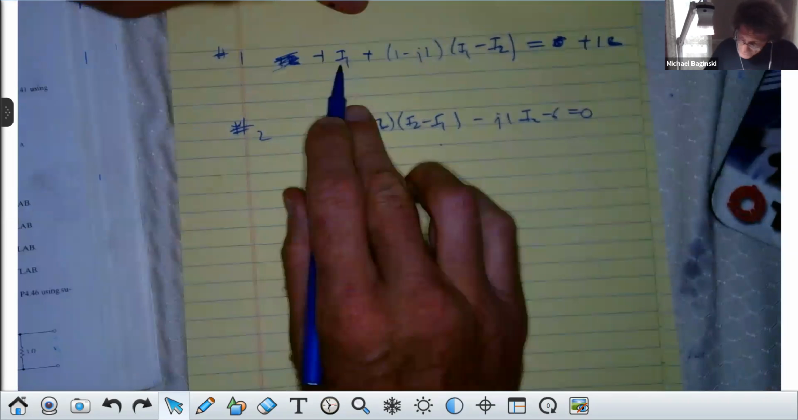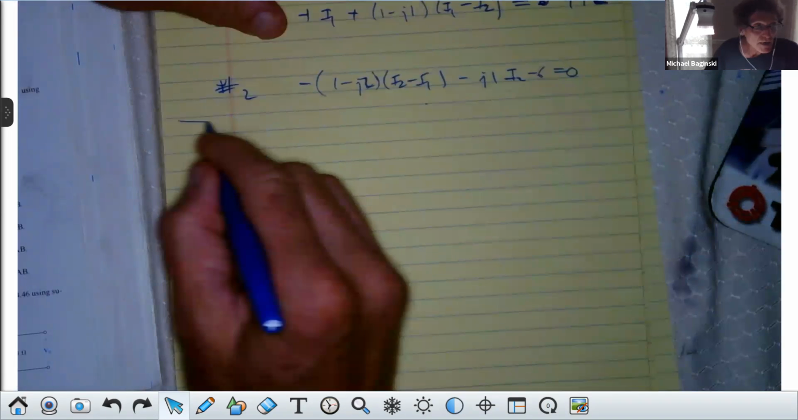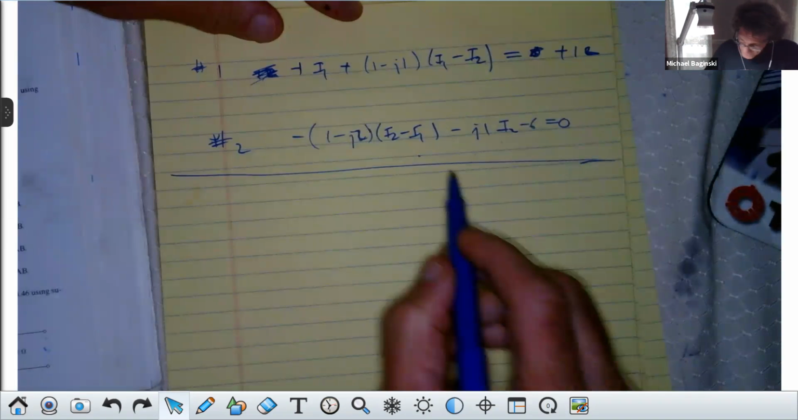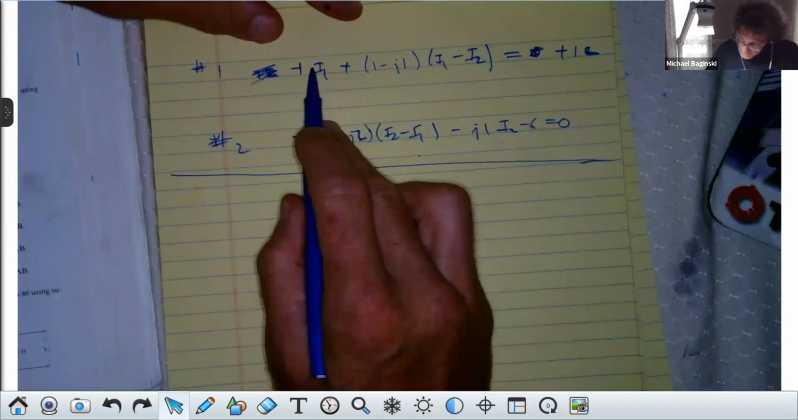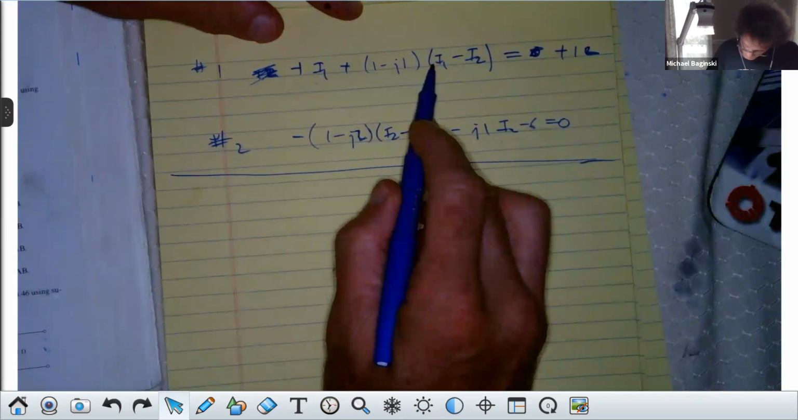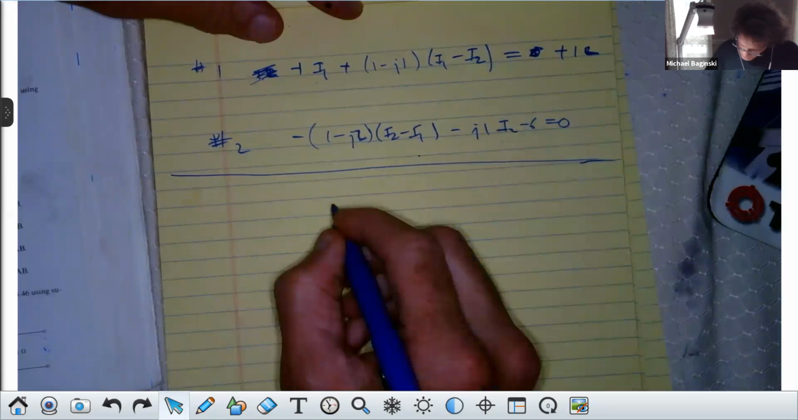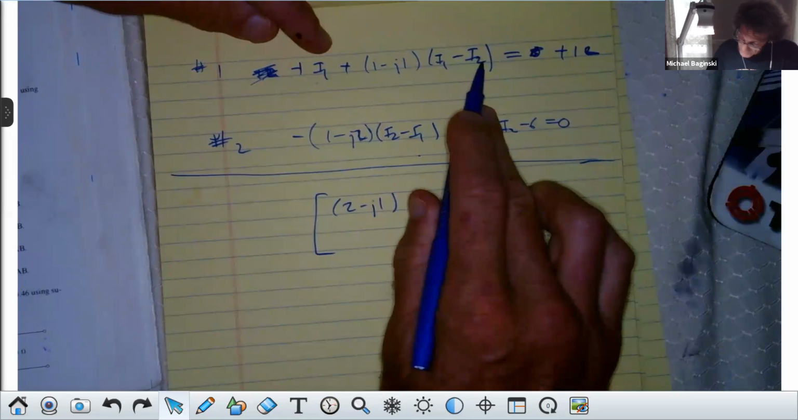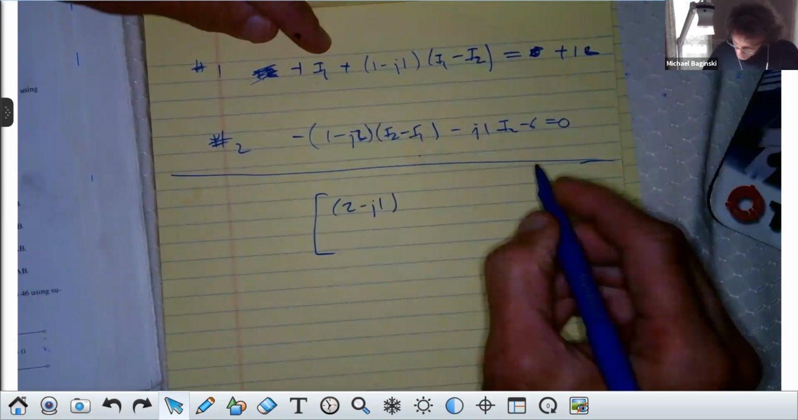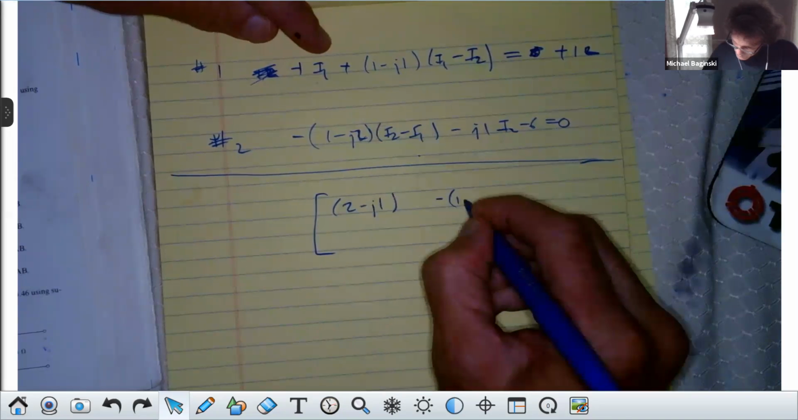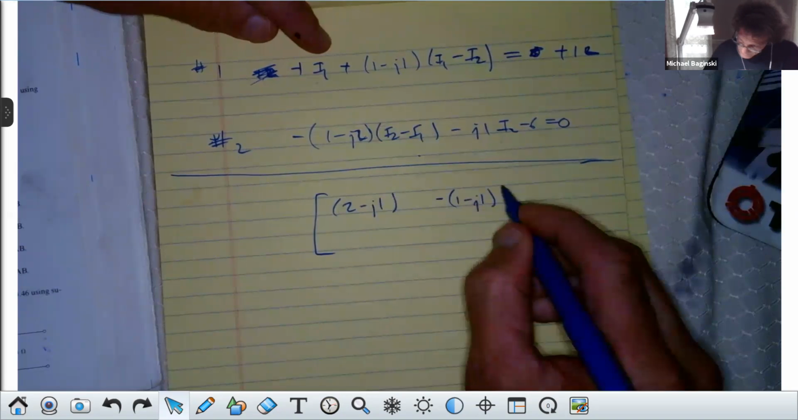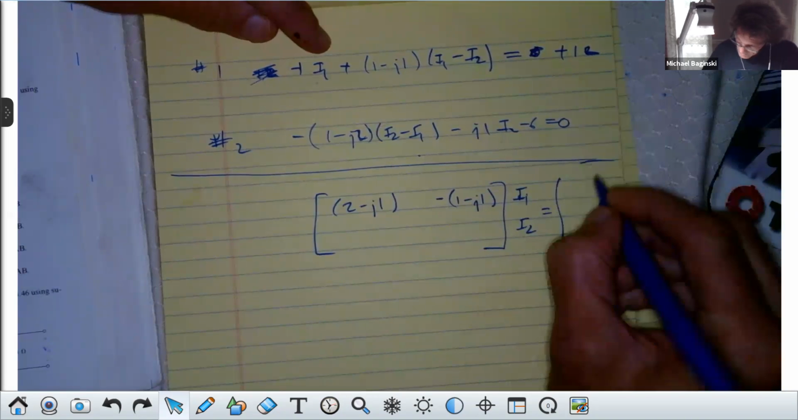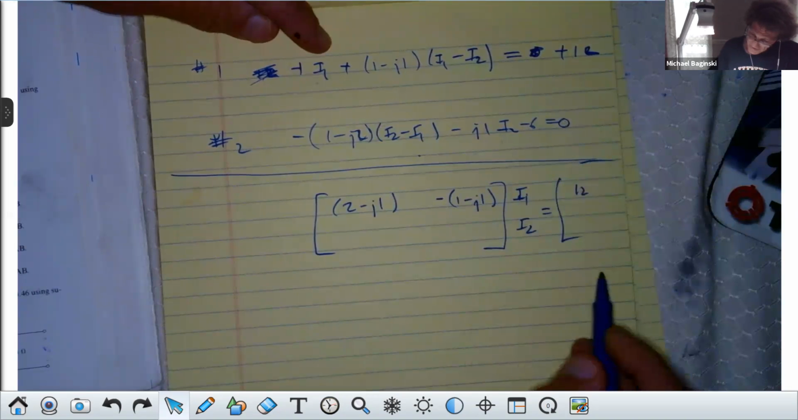Now I gather the coefficients of I1 and I2. So when I gather the coefficients of I1, I can see I have 1 plus (1 minus j1), so that's going to be 2 minus j1. Then I gather the coefficients of I2, which is minus 1 minus j1. That's the first one. It'd be the column vector I1, I2, equal, and over here it's 12. Might as well fill in the bottom in a second.